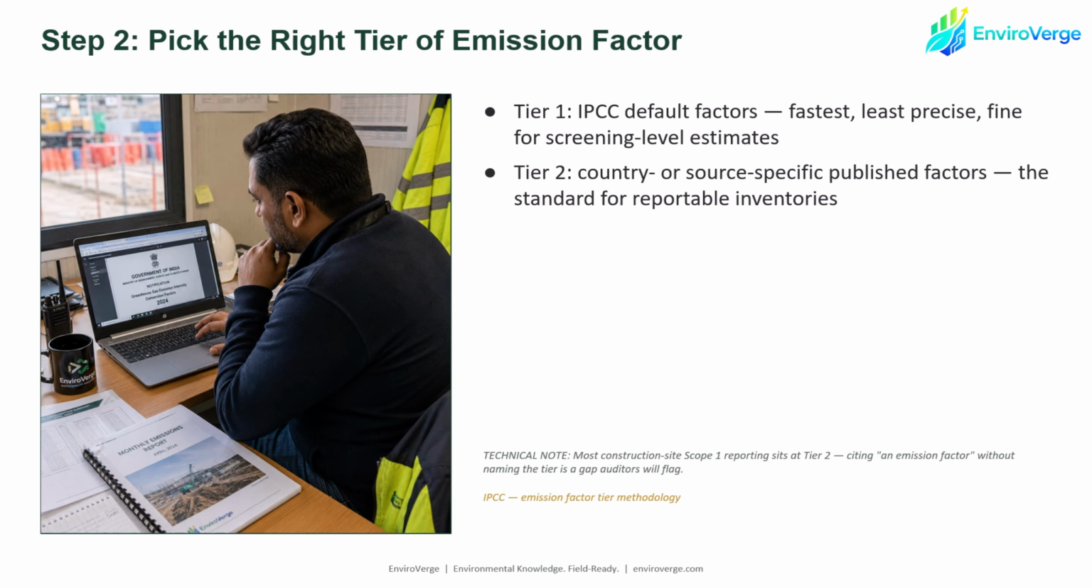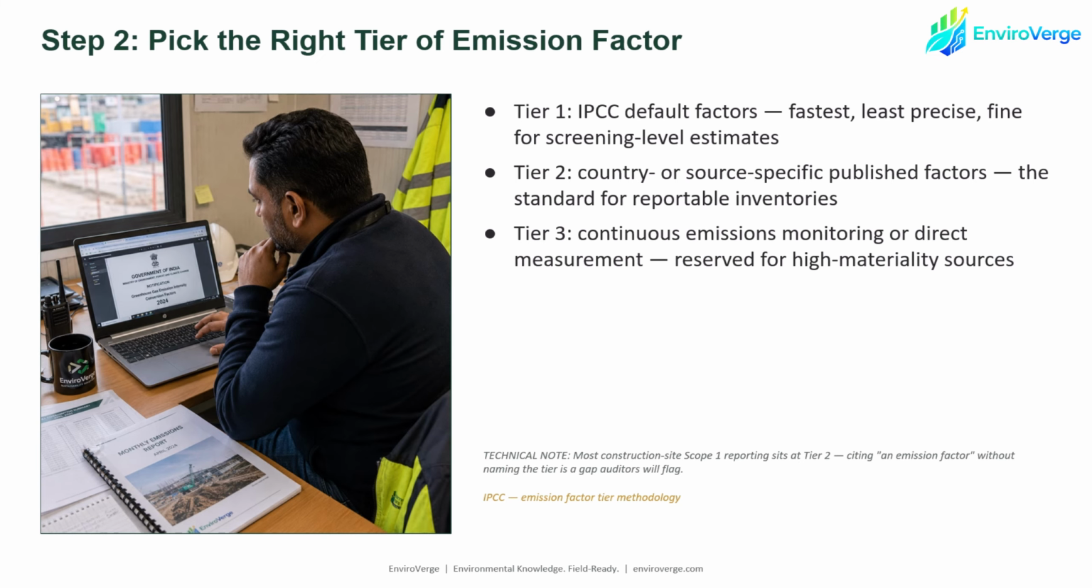Tier 2, country-specific or source-specific published factors. Your national government's conversion factor tables, published annually in most jurisdictions. This is where most construction site Scope 1 reporting sits, and where yours should sit for any number you're disclosing externally. Tier 3, continuous emissions monitoring or direct measurement from the source, reserved for high materiality emitters, where precision justifies the cost.